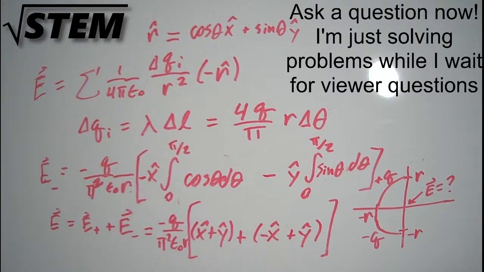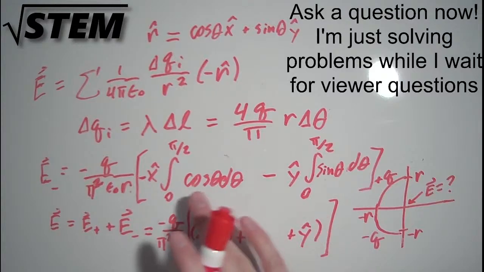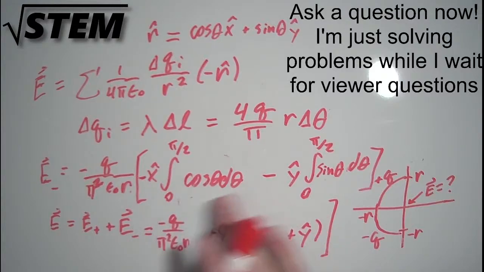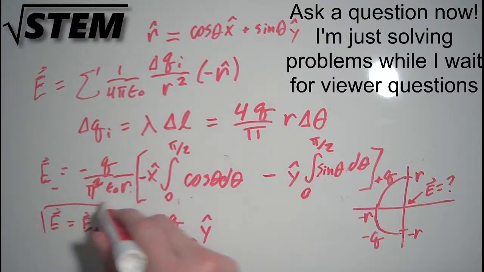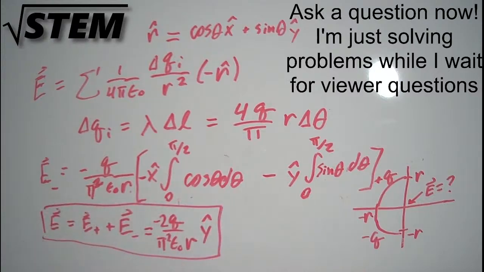So we can write this a little more succinctly. The x hats cancel out. So we'll multiply by 2 and slap a y hat on it, and that will be our final answer. So that is the vector quantity for the electric field at the origin from this half ring of positive and negative charge.